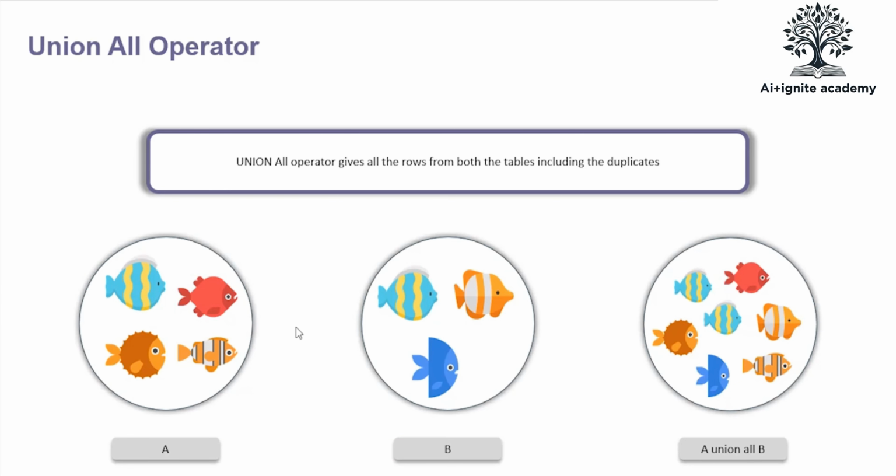Then we have the union all operator. The union all operator gives all the rows from both the tables, including the duplicates as well. So here, since the blue fish is present in both the tables A and B, the final result of A union all B will also have the duplicate value.